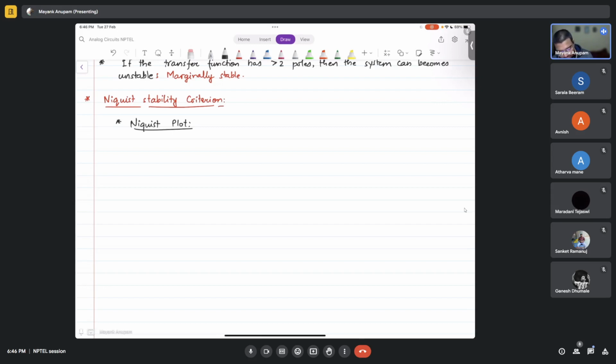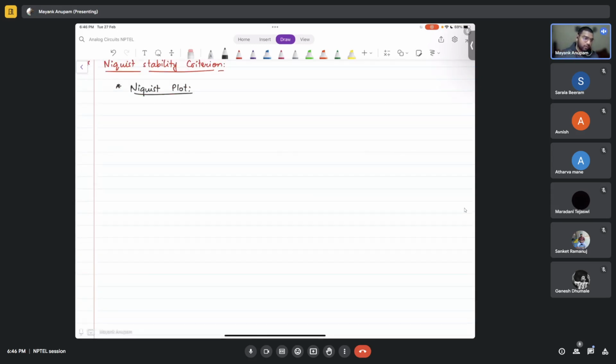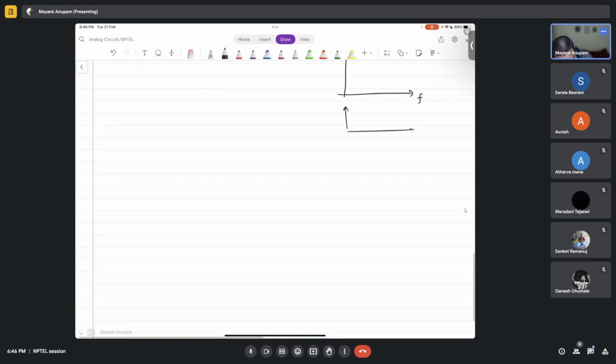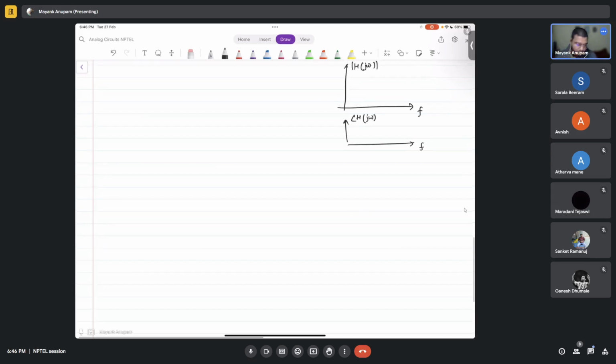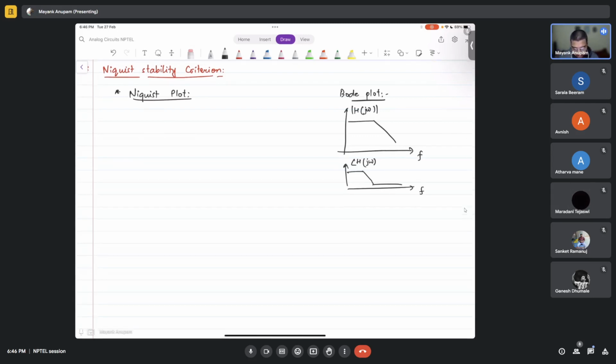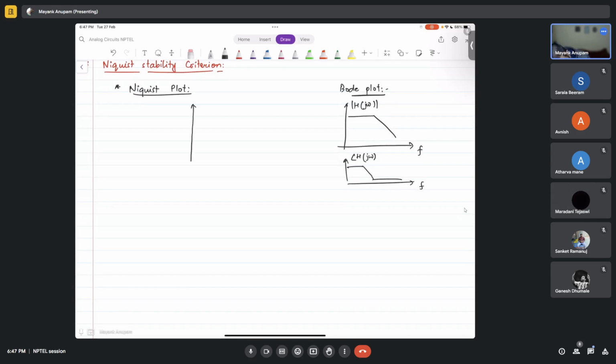So in Bode plot, what were we doing? We were representing magnitude and phase on different planes, right? We had mod of H of j omega versus f, and we also had angle of H of j omega versus f. But in the Nyquist plot, it is not for j omega, it is for the s plane.